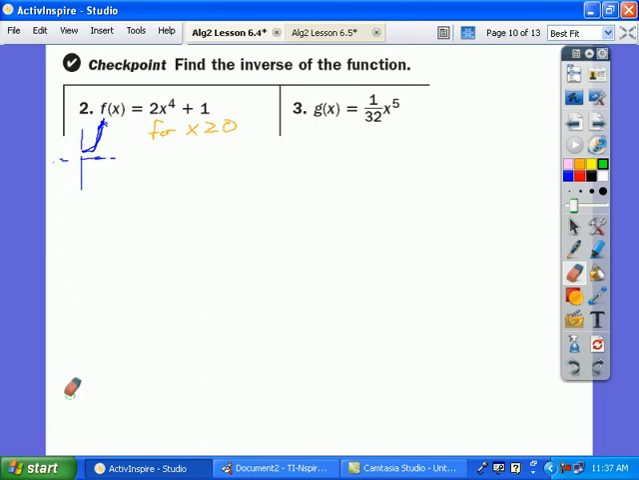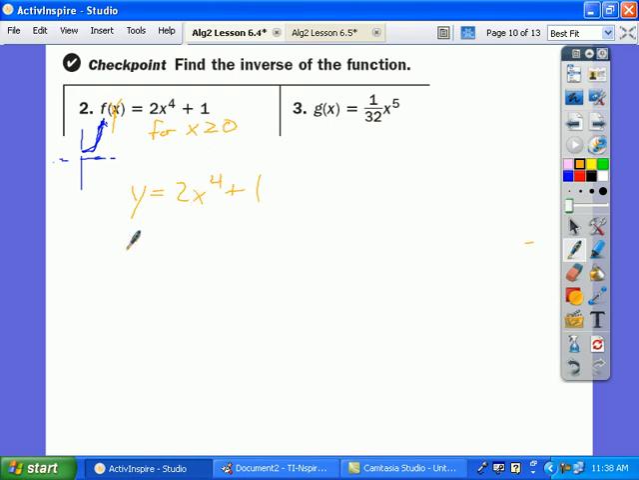And now, does this pass the horizontal line test? Yes. Okay, so I'm modifying the problem so that it'll pass the horizontal line test. Now we can talk about the inverse. How do we find the inverse? We come back here. This is the same idea as y equals. So y equals 2x to the 4th plus 1.